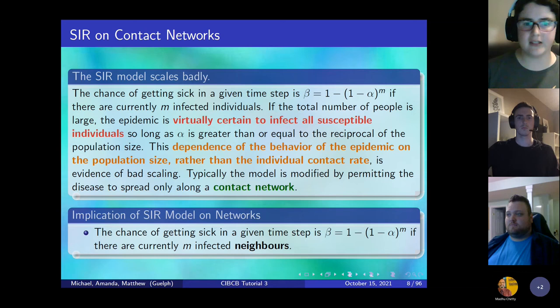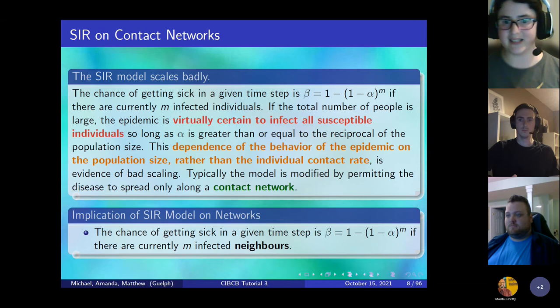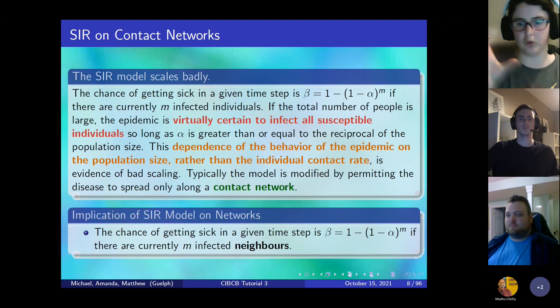This dependence of the behavior of an epidemic on the population size rather than an individual contact rate is evidence of bad scaling. Typically, this model is modified by permitting the disease to spread only along a contact network. So we're removing that assumption of the basic SIR model that it's a well-mixed population by restricting the movement of the infection along specific edges within a graph. This restricts the chance of getting sick from the whole population to only the number of infected neighbors that you have.